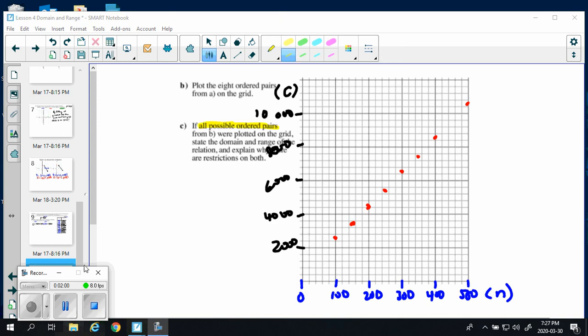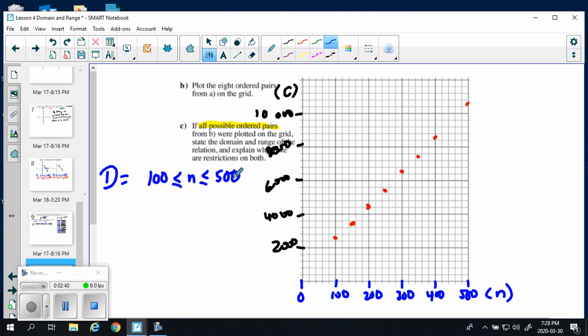A more interesting question is part C over here, where it says, if all possible ordered pairs were plotted on the grid, state the domain and range. So they're not asking for the ones that I actually calculated and plotted, they're asking for all possible pairs. So if we're just looking at N, what we're asking for is what are the possible values of N? So remember that N is the number of people coming to the banquet. So that, like they said, you would have a minimum of 100 people and a maximum of 500 people.